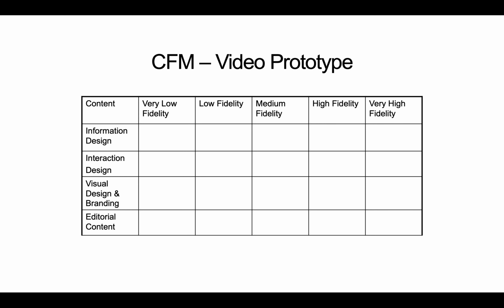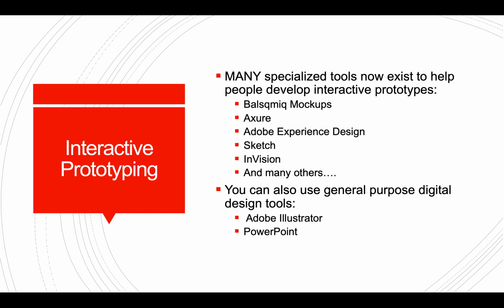So with video prototypes, typically the interaction design is going to be higher fidelity because you're showing how things work. The information design may be medium fidelity. It could be a little bit higher. And again, visual design and branding usually isn't the focus at this stage, and editorial content isn't much of a focus. We're not actually showing real pictures or having real data in there at all.